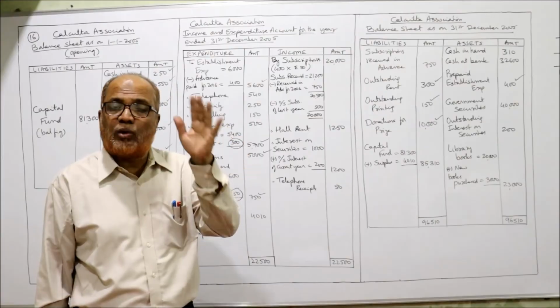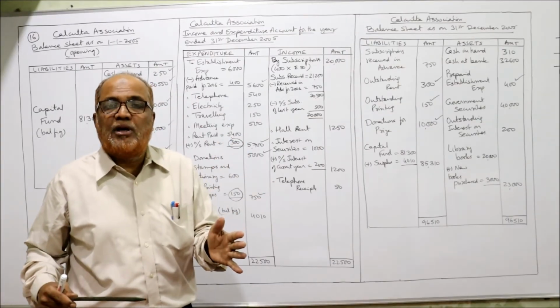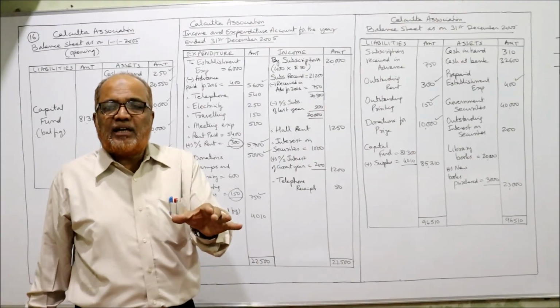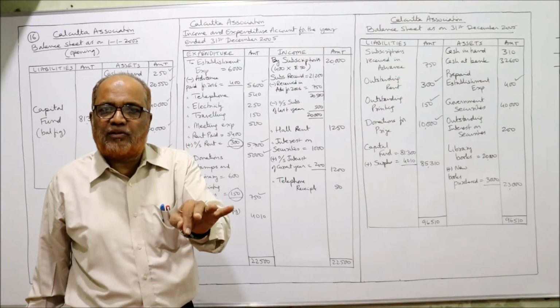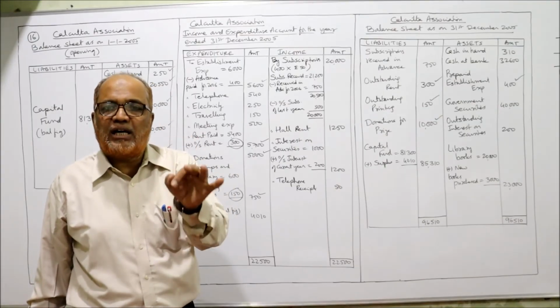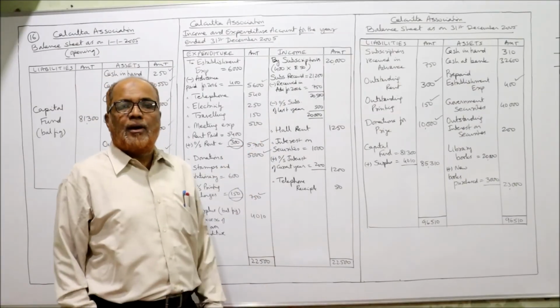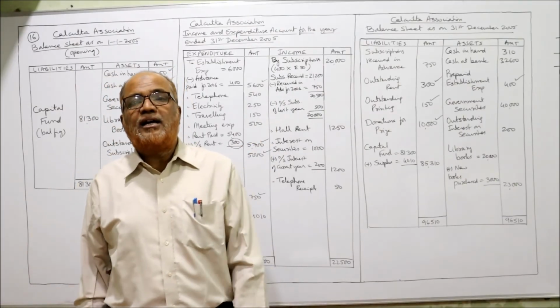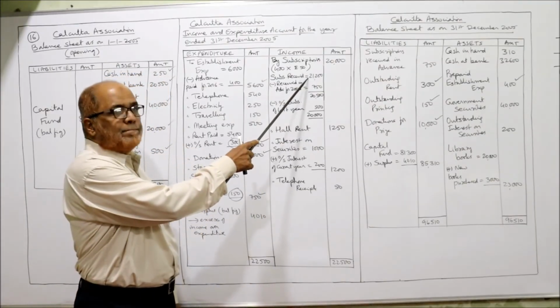You have to focus, you have to understand the logic, because it is an entirely new point. What is that? It is given that the association has 400 members. Each member has to pay 50 rupees. So 400 into 50, 20,000, is the current year's subscription. But on the receipt side, it is given subscription received 21,250.